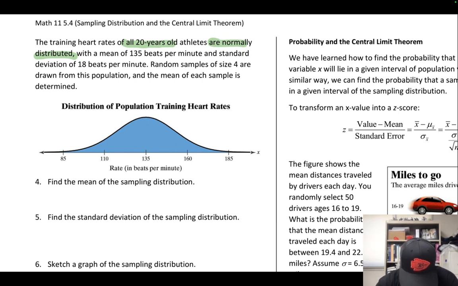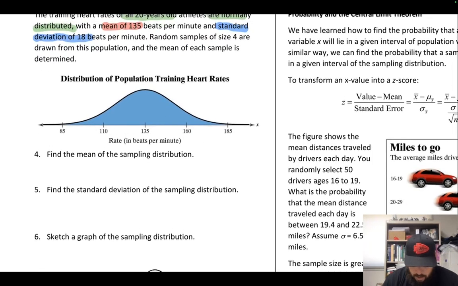And then we have our mean, and then standard deviation, and then they give us our random sample size. So there's our normally distributed data of our population. So we want to find the mean. Well, our mean is equal to the mean of our population, which is 135 in this case.